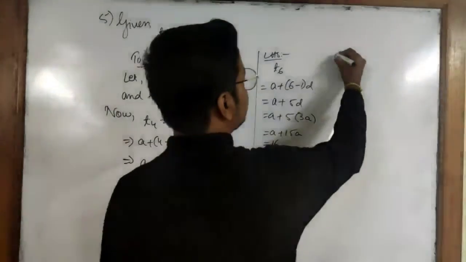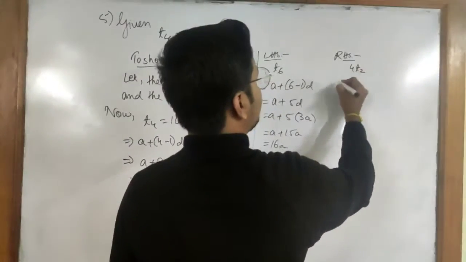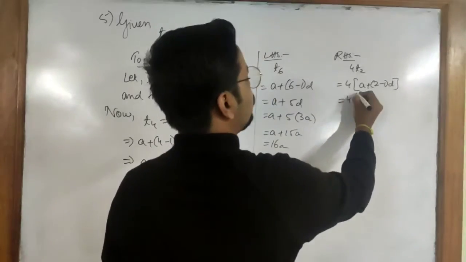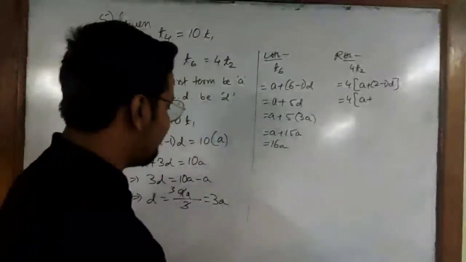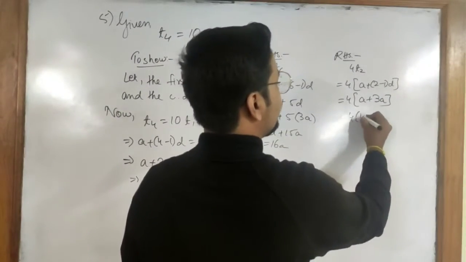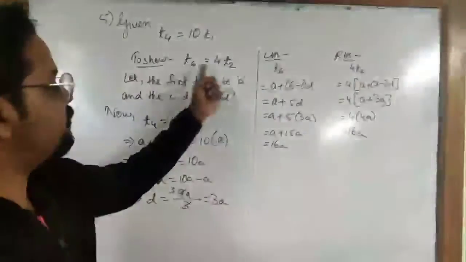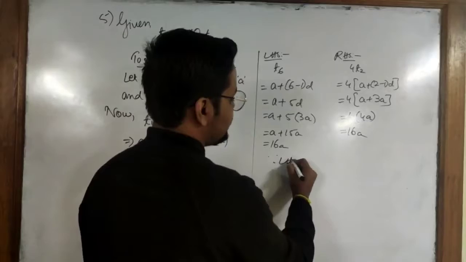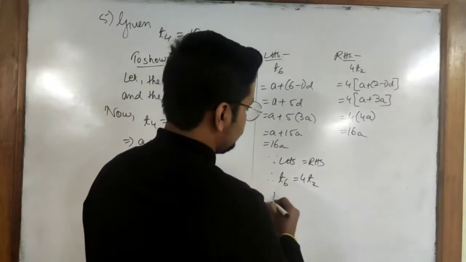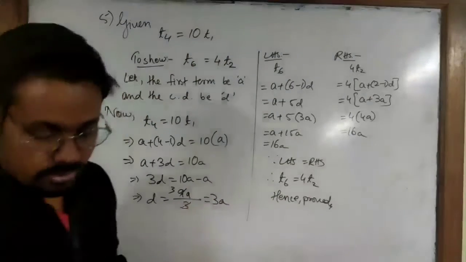Let's find the RHS. RHS is 4 times T2. So it is 4 into (a plus (2 minus 1) into d), which is 4 into (a plus d). The value of d is thrice a, so let's put thrice a here. You get 4 into 4a, which is 16a. So as the LHS is equal to RHS, hence we have proved this. Therefore T6 is equal to 4 times T2, hence proved, or hence shown, whatever you want to write.